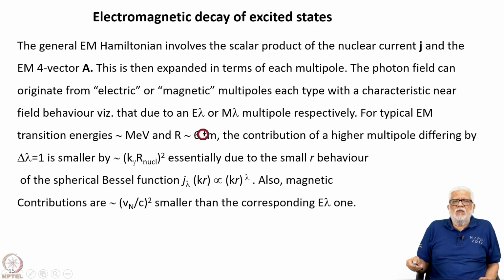So we have E lambda or M lambda multipole contributing, and for transition energies of the order of MeV and R of the order of 6 Fermi, which is a medium-sized nucleus, the contribution from a higher multipole goes down by (k_gamma R) squared. Okay, so this k_gamma R is less than 1, so the square of that is smaller. Because this is due to the small r behavior of the corresponding Bessel function that comes in. Also, magnetic contributions, it turns out, are (v/c) squared times smaller than the corresponding electric multipole.